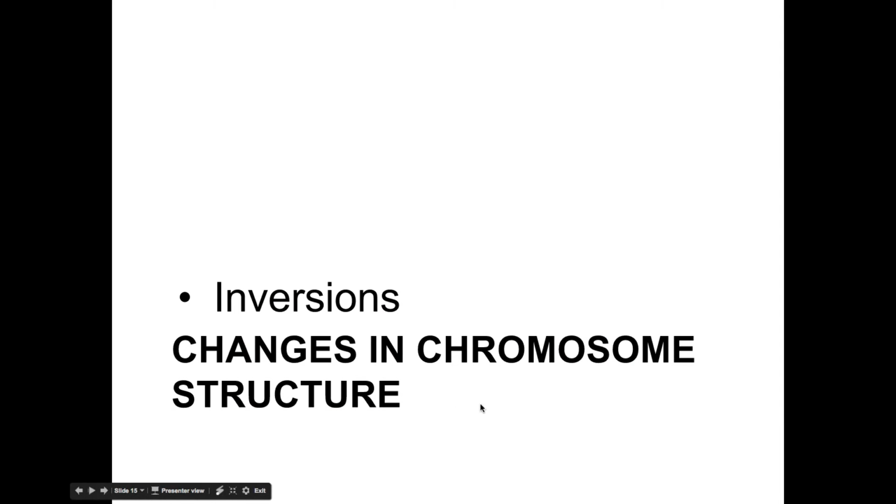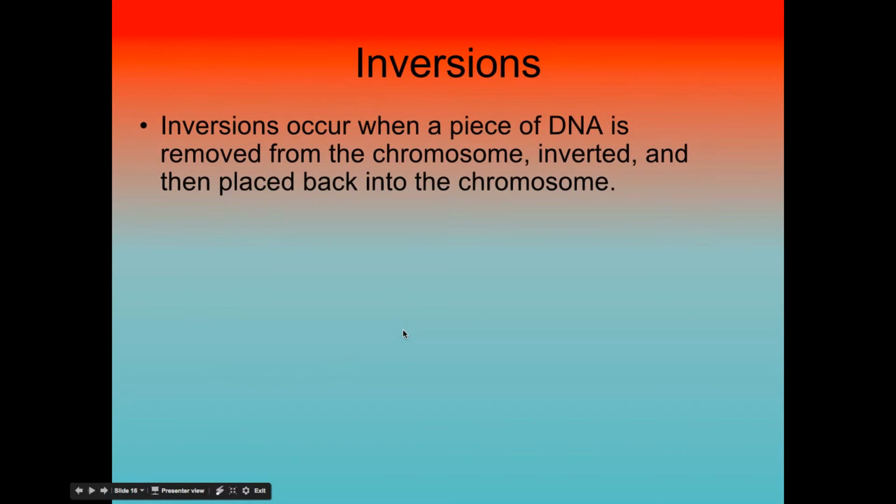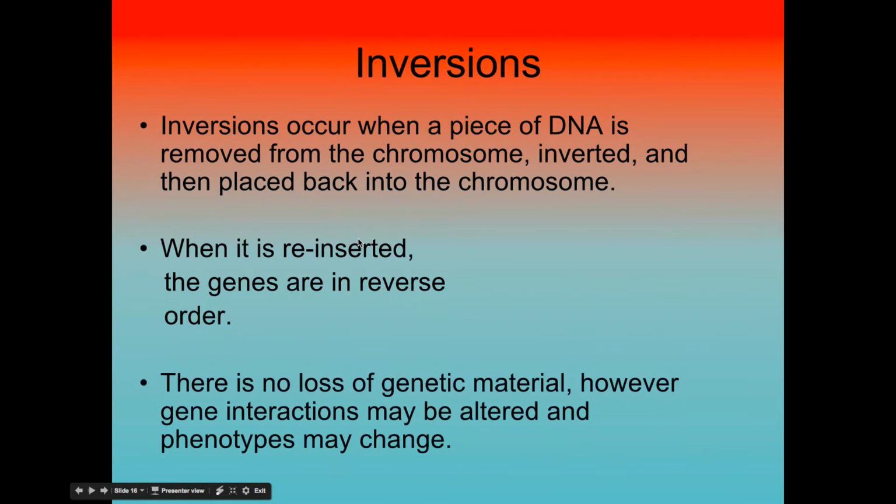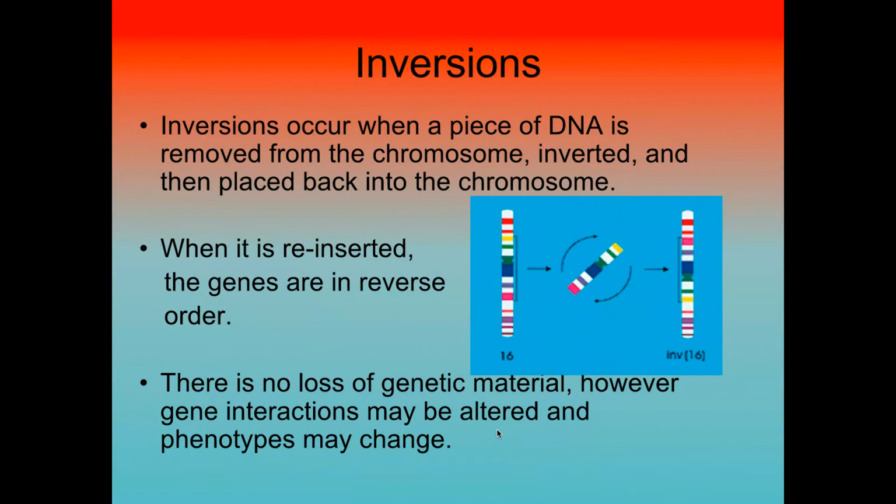So continuing on, other changes in structure, we have things called inversions. An inversion is when a piece of DNA is actually removed from the chromosome, flipped over, and then placed back in. So when that piece goes back into the chromosome, the genes are in reverse order. So again, there's no loss of genetic material, but a lot of our genes interact with other genes, and they do this by their location on the chromosome. So just by changing the location of a gene on a chromosome, you can have effects.